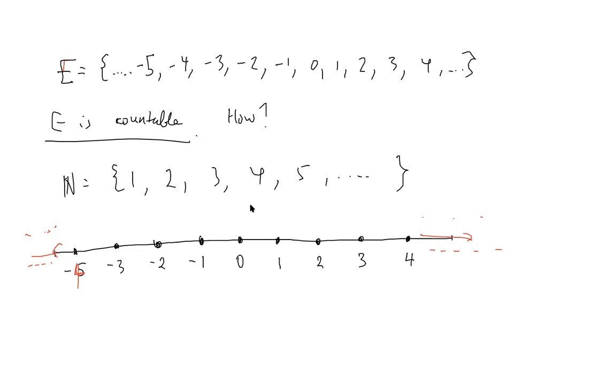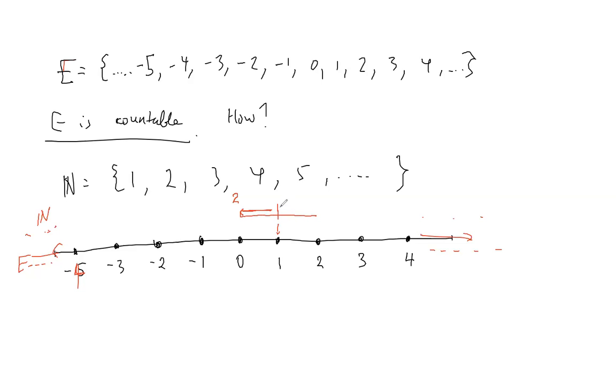Okay, maybe something like this. Let me show you a suggestion. So for 1, you start with 1. You start 1 here. Then for 2, so over here this is N, and over here this is E, right? So 1, you map with 1. Then for 2, you come here. For 3, you go here.